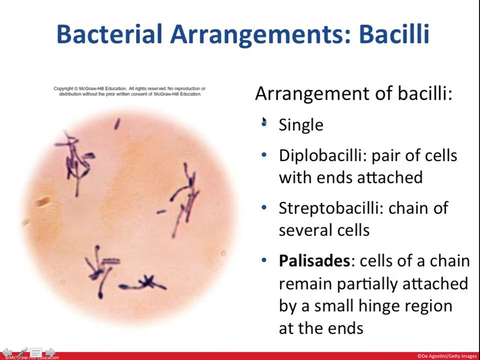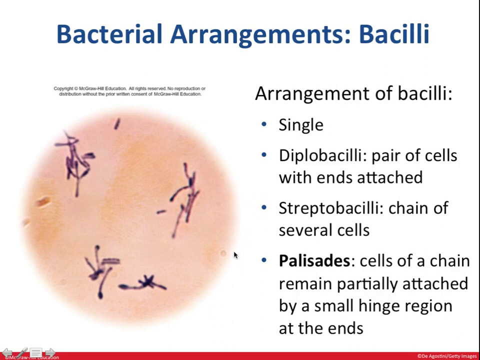So now let's talk about the bacilli. Bacilli are also single cells. However, two or more cells can stay together to form a more complicated structure. If two cells stay together, we call this diplobacilli. This means two cells pair with each other.